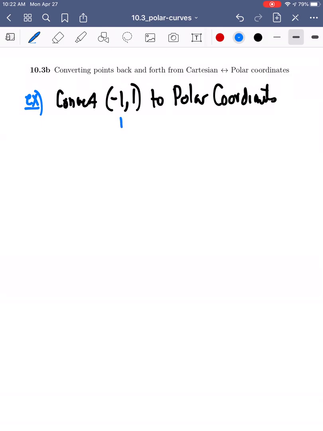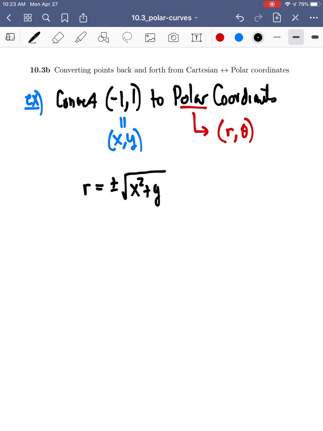So again, we're starting off with Cartesian, so that means xy, and we want to go to polar, which is our r theta. So we're going to be on the opposite side of those transformation equations now, where we're beginning with an x and y, and we're ending with an r and theta. So if you remember those equations, we had that r is equal to plus or minus the square root of x squared plus y squared.